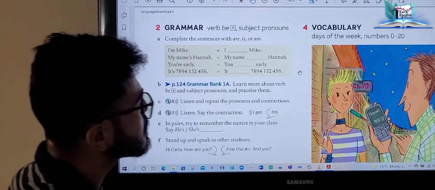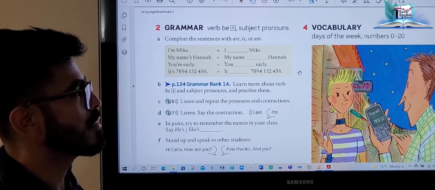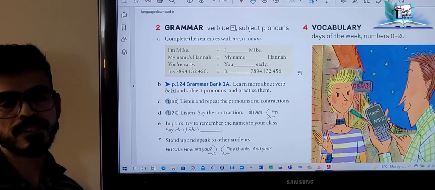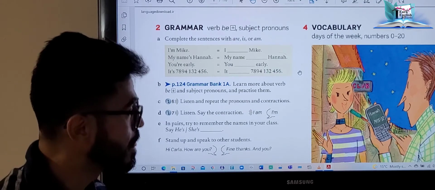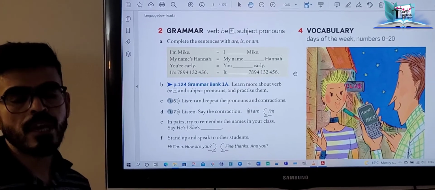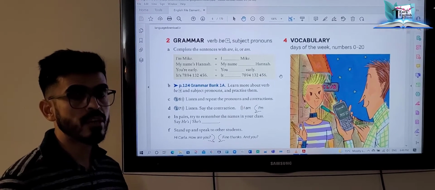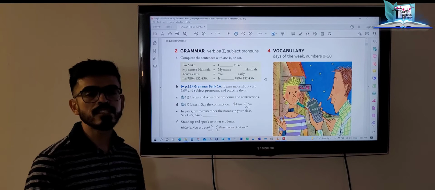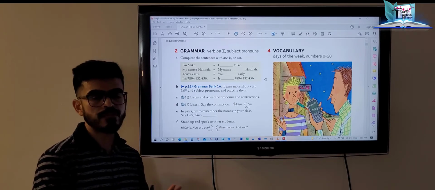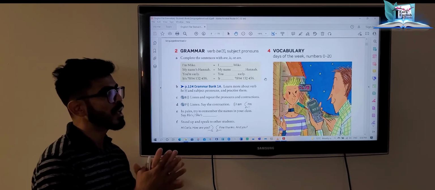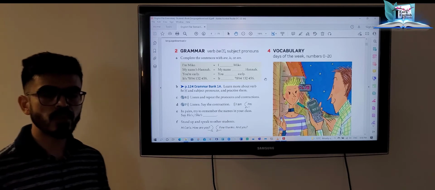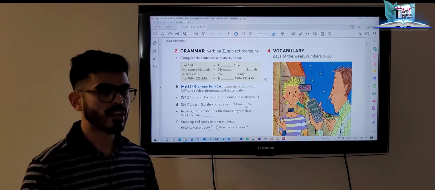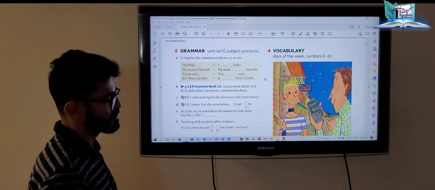Okay, now let's come to part four, vocabulary. Vocabulary, days of the week, numbers from 0 to 20. Can you tell me what the days of the week are, or can you count from 0 to 20? If you can count from 0 to 20, that's fine. Otherwise, we will go and see the days of the week and also the numbers from 0 to 20. Okay, be with me. We will continue the lesson.